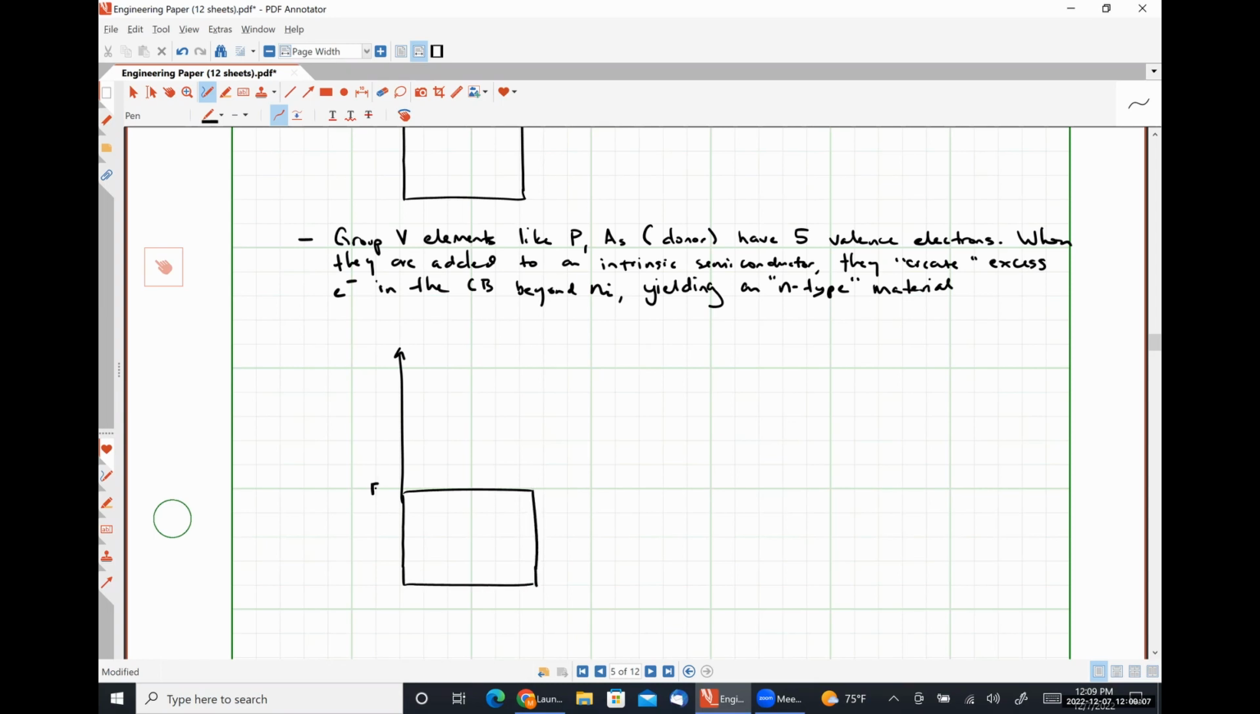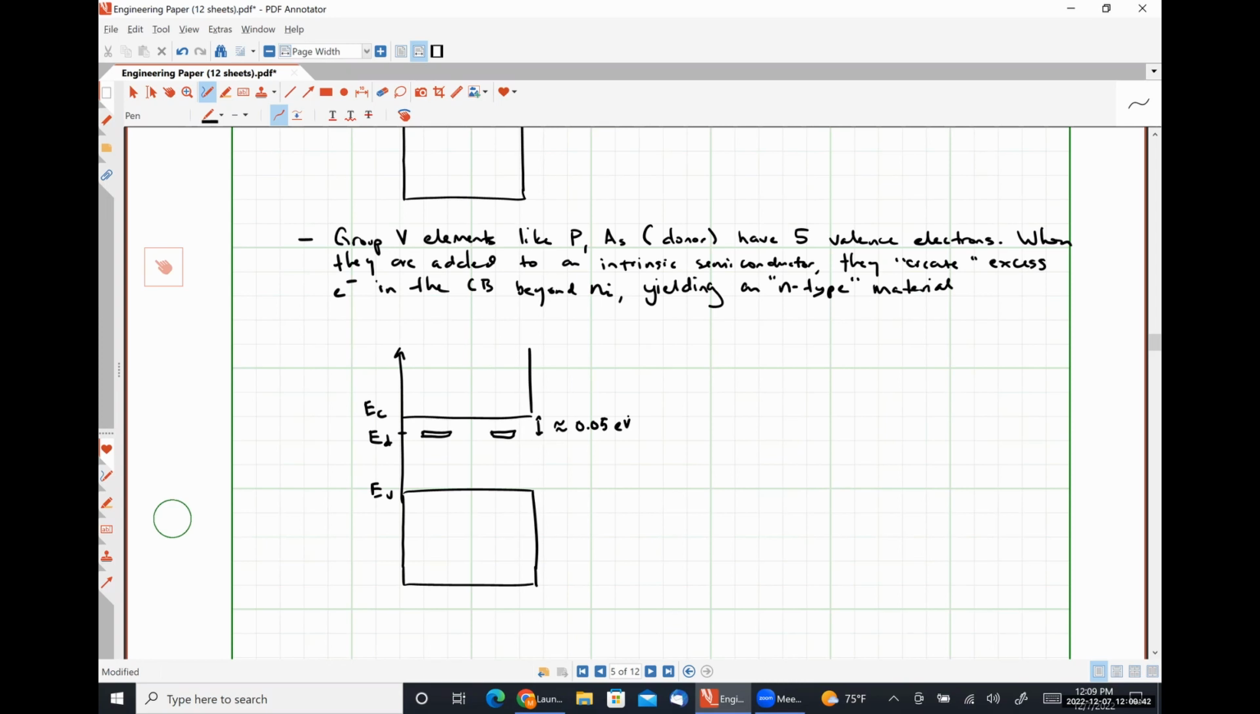So here is our valence band. Up here is our conduction band. The impurities are going to form a donor energy level, ED, that will be somewhere in the energy band gap. ED is very close to EC. Once again, somewhere in the ballpark of 1/20th of an electron volt.